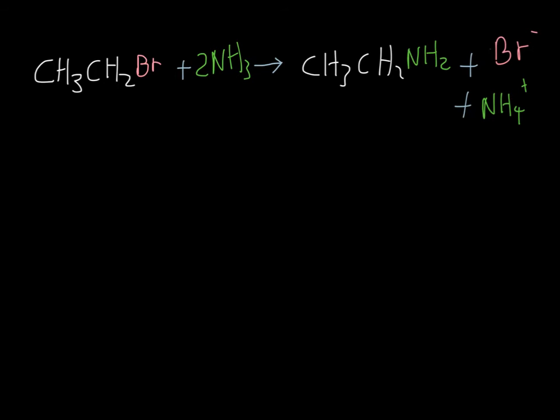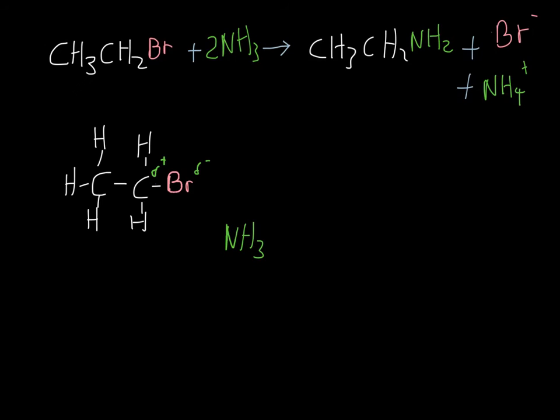So let's go through the mechanism and have a look at why this works. First thing to draw when you're drawing these mechanisms, we draw out the haloalkane, put on the partial charges, so partially negative bromine, partially positive carbon. You don't actually get marks for putting the partial charges on, but it helps to visualize what's going on. So you can see you've got a nucleophile.